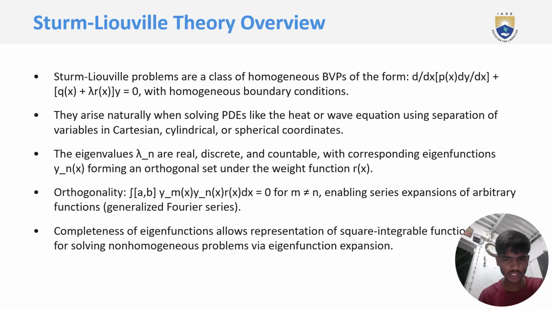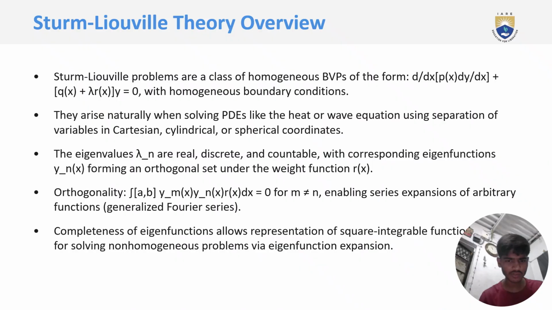Sturm-Liouville problems are a class of homogeneous BVPs of the form d by dx of p of x dy by dx plus q of x y plus lambda r of x y equal to 0 with homogeneous boundary conditions. They arise naturally when solving partial differential equations like the heat or wave equation using separation of variables in Cartesian, cylindrical, or spherical coordinates. The eigenvalues are real, discrete, and countable, with corresponding eigenfunctions y of x forming an orthogonal set under the weight function r of x.